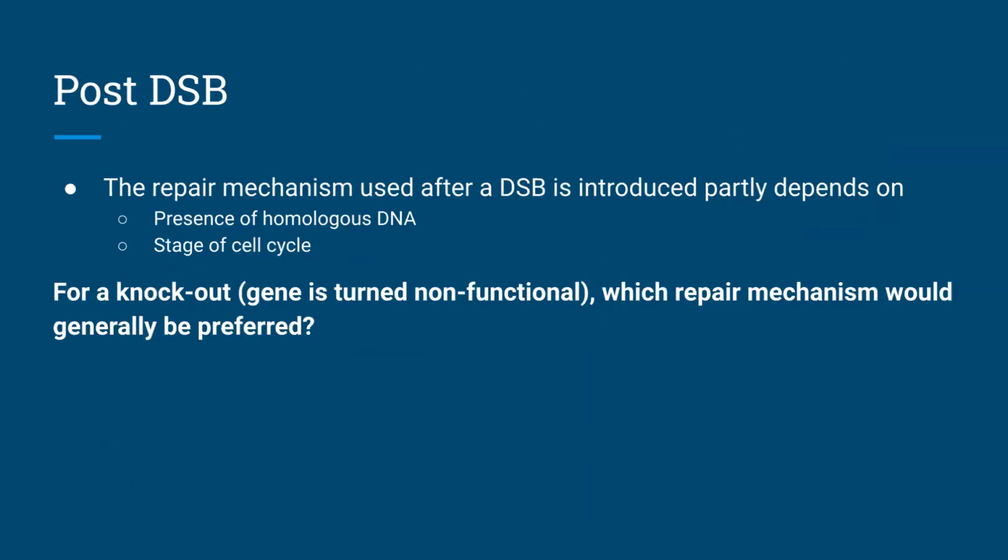Okay, so post double strand break, the repair mechanism used partly depends on one, the presence of homologous DNA, because that might be HDR, and the stage of the cell cycle, because that might also define if you can use HDR or not. I kind of talked about this already, but for a knockout where the gene is turned non-functional, which repair mechanism would generally be preferred? And we said non-homologous end joining, right? Because that's what introduces insertions and deletions, which make a gene hopefully non-functional. You're going to get a frame shift or a deletion that's going to mess up the transcription of the protein.